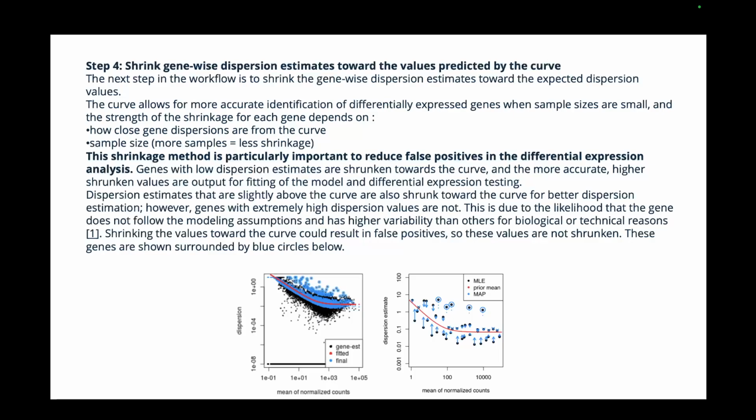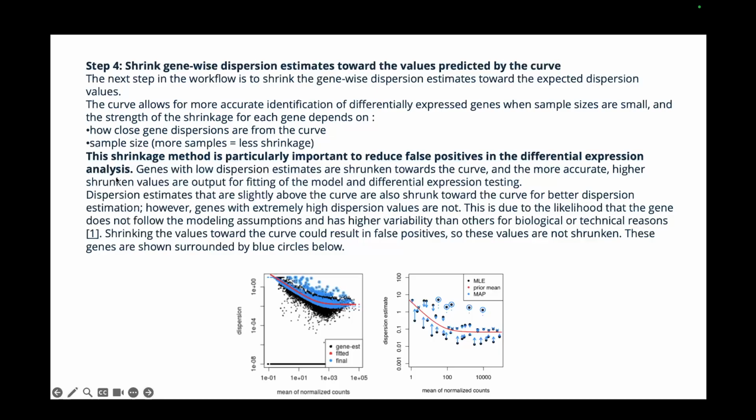values. So you have a set of expected values and a set of values calculated from the data set. What you want to do is shrink those values calculated from your data set towards the expected line or curve. The curve allows for accurate identification of differentially expressed genes when sample sizes are small, and the strength of shrinkage for each gene depends on how close gene dispersions are to the curve and the sample size. The more the sample, the less the shrinkage. This shrinkage method is particularly important to reduce false positives in the differential expression analysis.